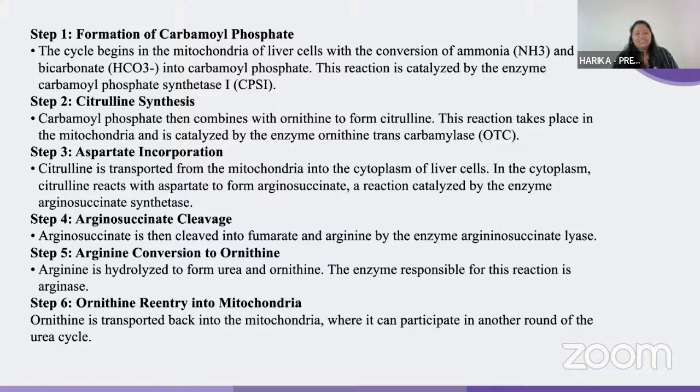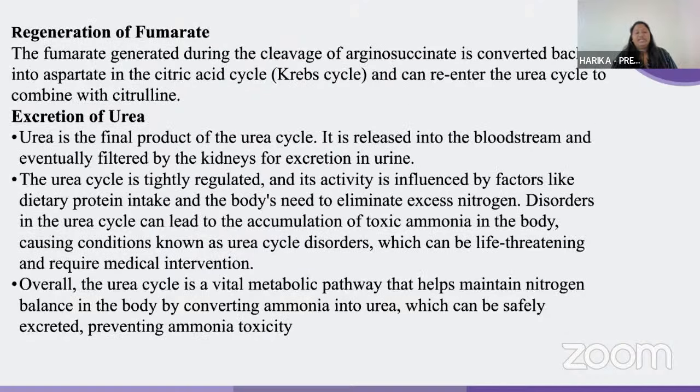The fifth step is that the arginine that is formed is then converted to ornithine. The arginine gets hydrolyzed into urea and ornithine. The enzyme causing this hydrolysis is arginase. Then ornithine re-enters the mitochondria. This ornithine that is formed is again re-entered into mitochondria and then participates in another urea cycle.